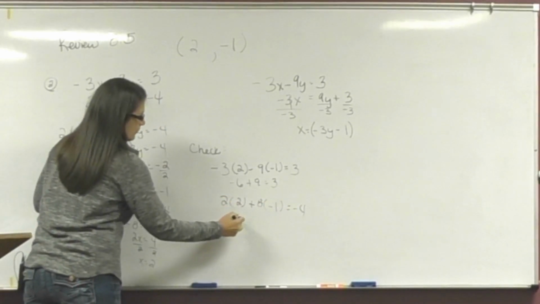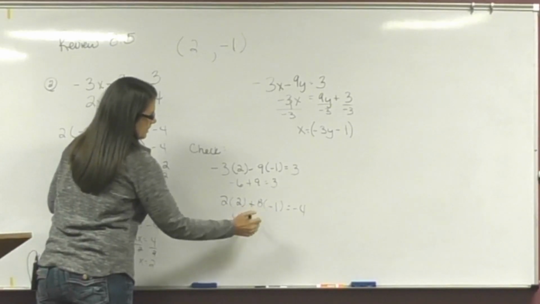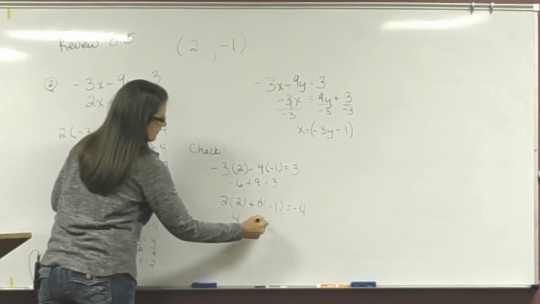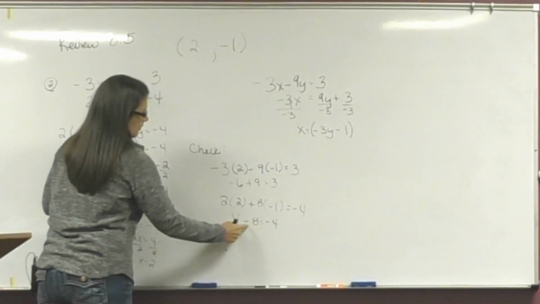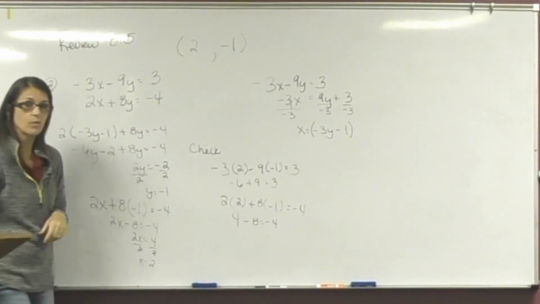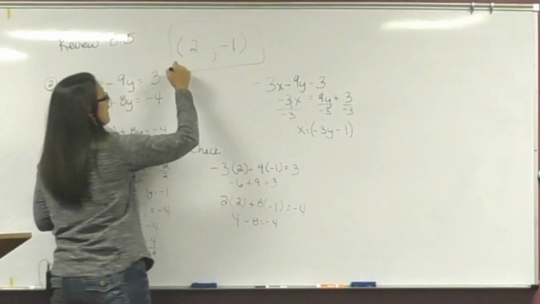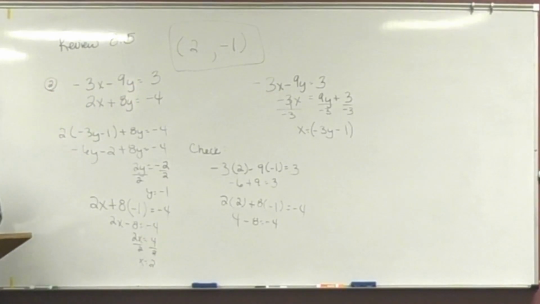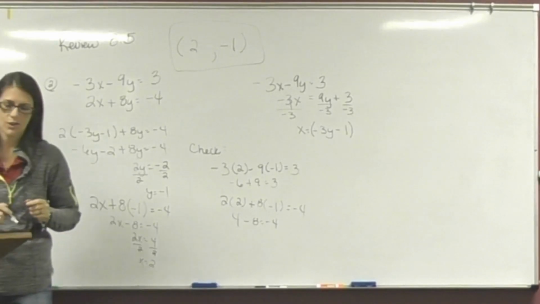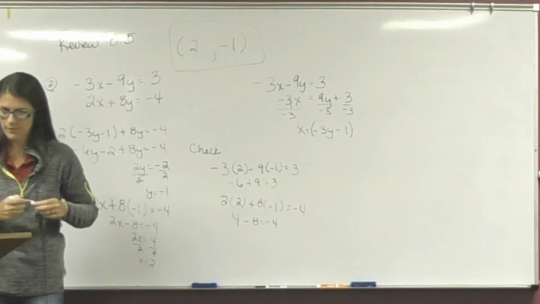2 times 2 is 4. Positive 8 times negative 1 is a negative 8. 4 minus 8 does indeed equal a negative 4. So we know this is the correct answer. We know that for a fact. No guessing, no wondering. You know it works. You know it's true.